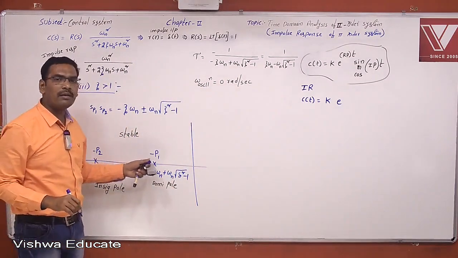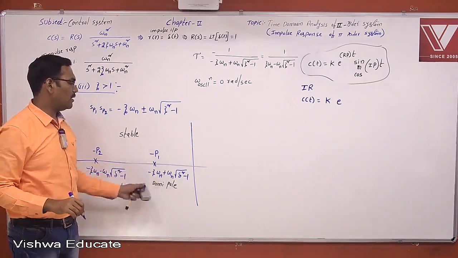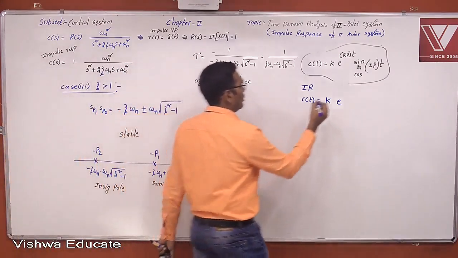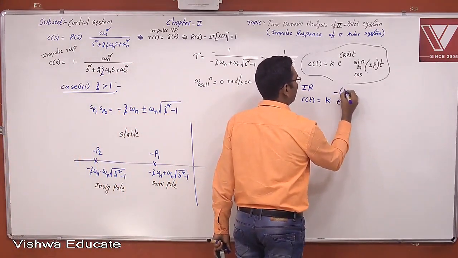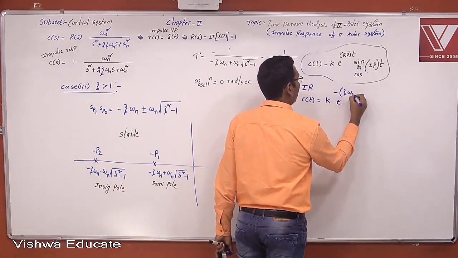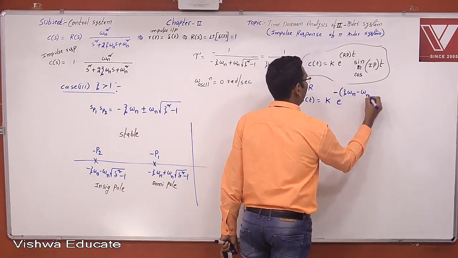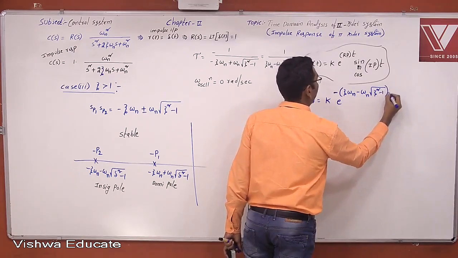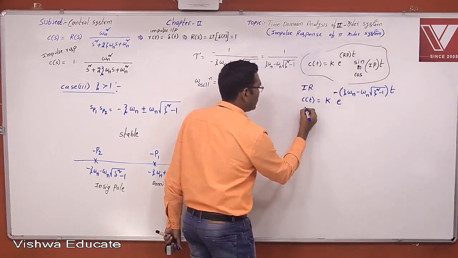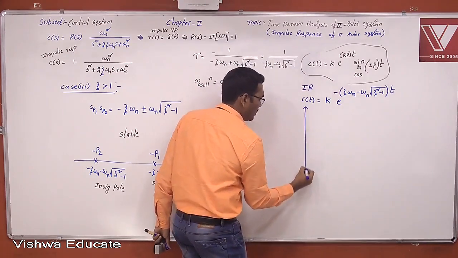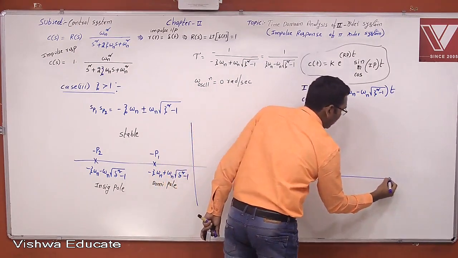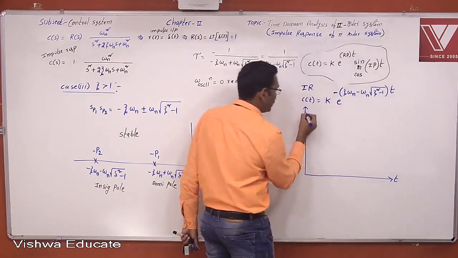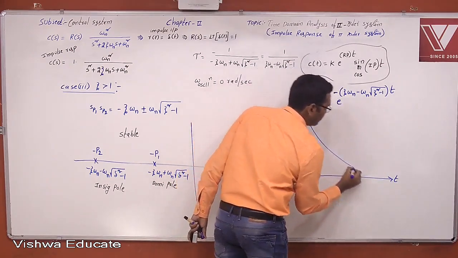But with more poles, we have to concentrate on the dominant pole. What is the dominant pole? If I take minus as common, it is zeta omega n minus omega n into square root of zeta square minus 1, into t. Now this is the impulse response, which is the dominant pole response. Now the response is exponentially decaying.